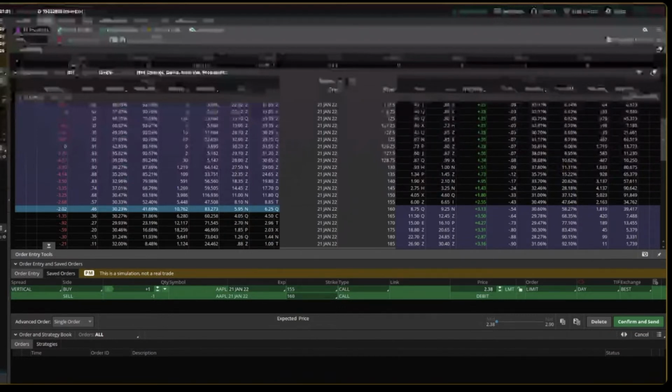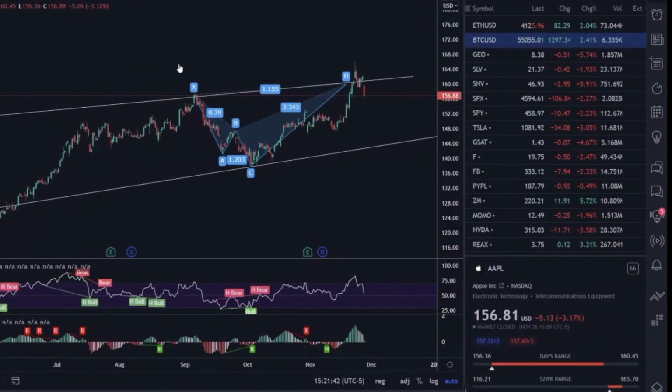Hang on, let me pull my screen up again. All right, so you guys can see my screen now, right, where it has Apple on here?